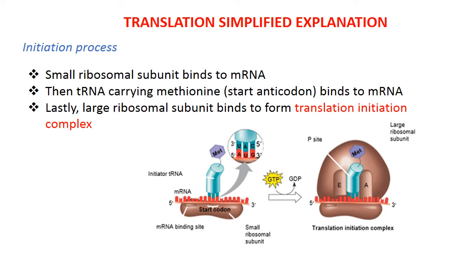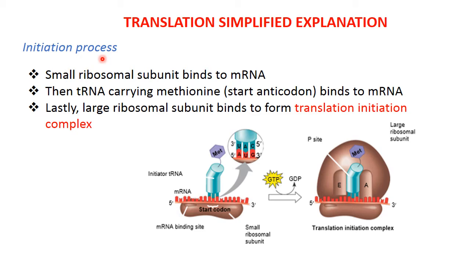Hi everyone, so in this video I'll be explaining translation in a very simplified manner. So basically translation consists of three main stages. First one is the initiation stage, second one is the elongation, and then thirdly we have the termination phase. So first we'll look at the initiation process.